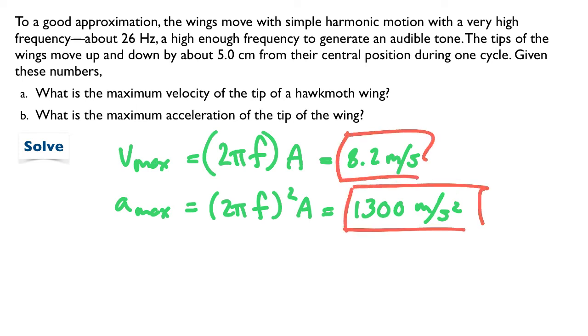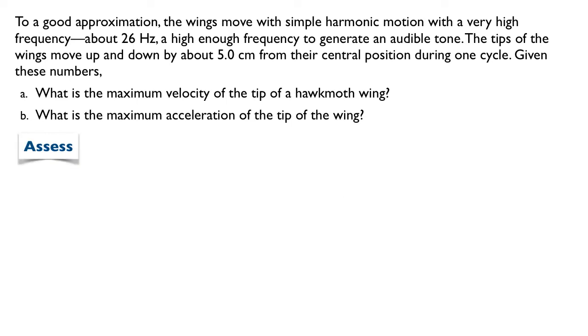Now, let's do some assessment of those numbers. First off, I want to think about the maximum velocity. Well, a hawk moth can't move any faster than its wingtips move, because it's basically pushing back around the air. And we came up with 8.2 meters per second. Can these things move at 8.2 meters per second? Yes, they can. They can't move much faster. They don't move as fast as cars move down my road, but they definitely move more quickly than I can move. They're very, very zippy creatures. So my assessment about the maximum velocity of the wingtips seems quite reasonable.